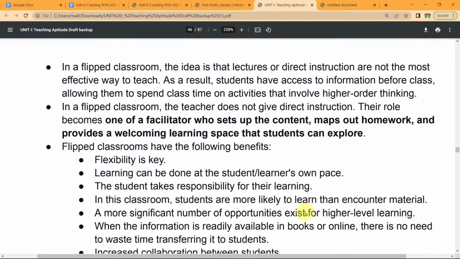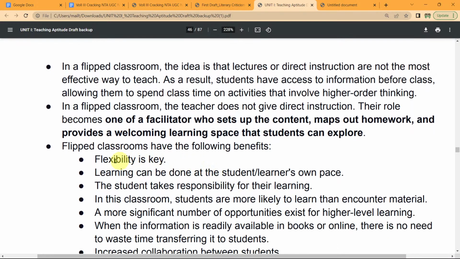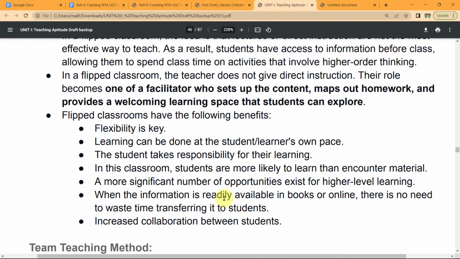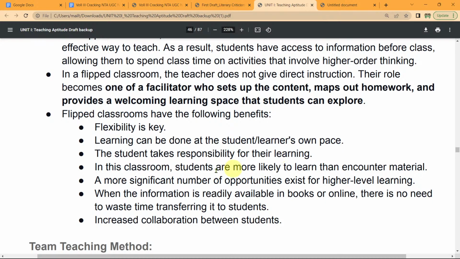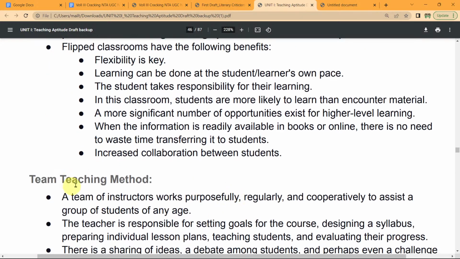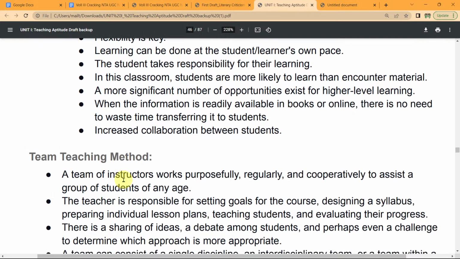So some of the benefits: flipped classroom has flexibility, which is the key, and learning can be done at the students' and learners' own pace, and the student takes responsibility for their learning. So in this classroom, students are more likely to learn than encounter material. Got it? Here the team teaching method is whatever you learn through the team.